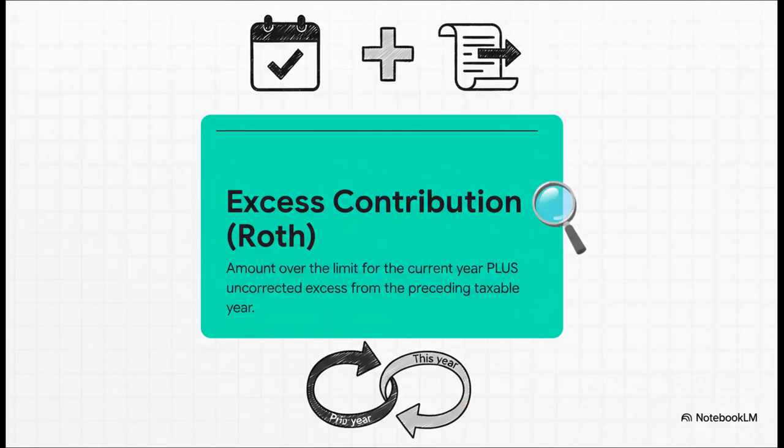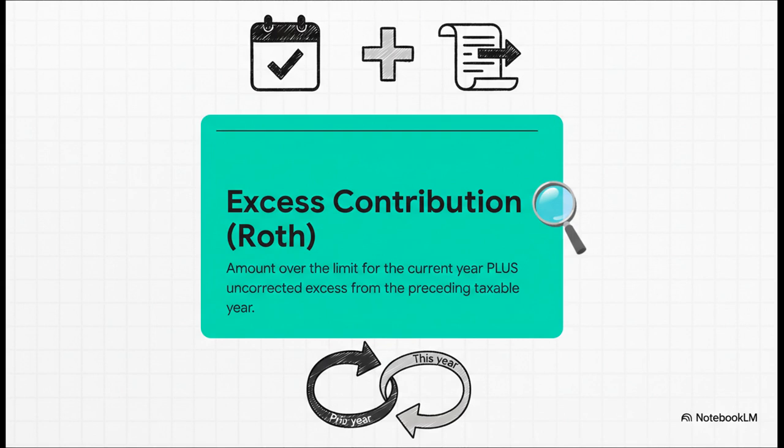And here's what the code tells us. An excess contribution isn't just a simple one-time mistake. It's actually a two-part formula. Part 1 is easy. It's the amount you put in this year that was over the limit. But then there's Part 2, any uncorrected excess from the preceding taxable year.